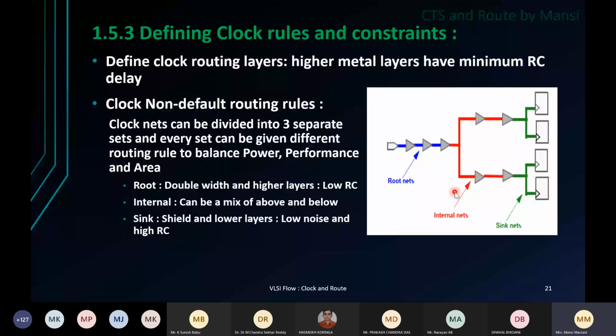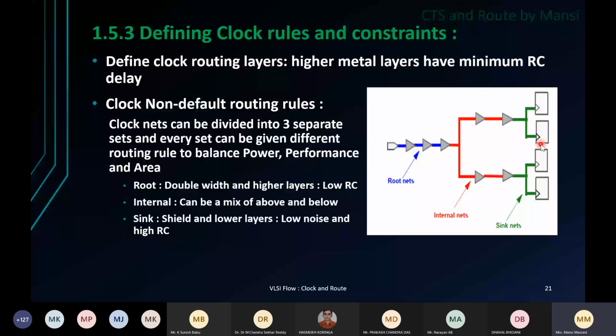That can be a mix. It can have double width, it can have double spacing, it may not even have, based on whatever our constraints are and how much space we have. And the last part is where it will see the clock pins of the flop. Here what we see is there is no control over the delay of the metal layers, because these metal layers are going to have the highest RC values. So there is no control of the delay.